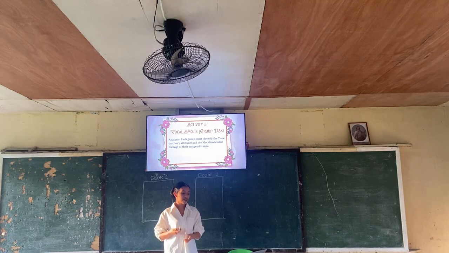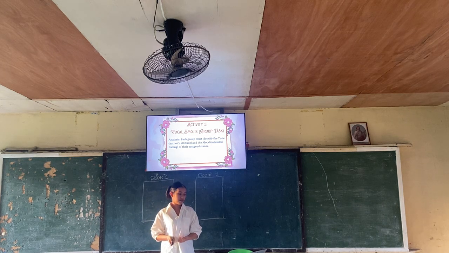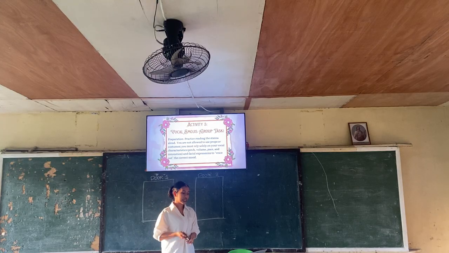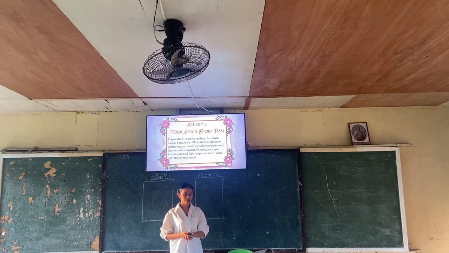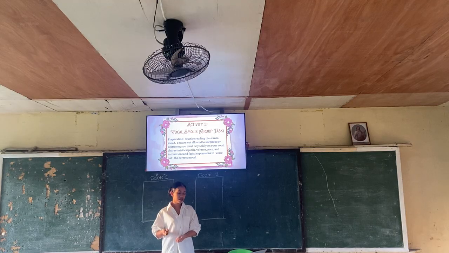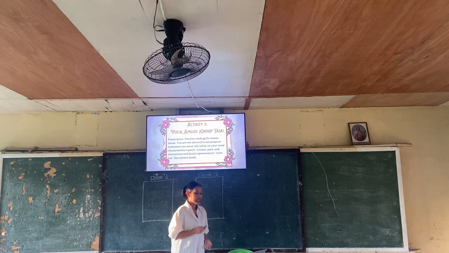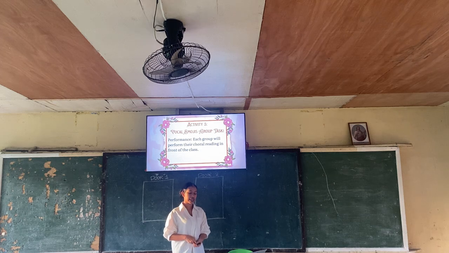Each group must identify the author's attitude, which is the tone, and the mood intended, or the feeling that is assigned to that stanza. So practice reading the stanza aloud. You are not allowed to use props or costumes and you must rely solely on your vocal characteristics, for example, pitch, volume, pace, and annotation. And also your facial expression to voice out the correct mood. Each group will perform their choral reading in front of the class.